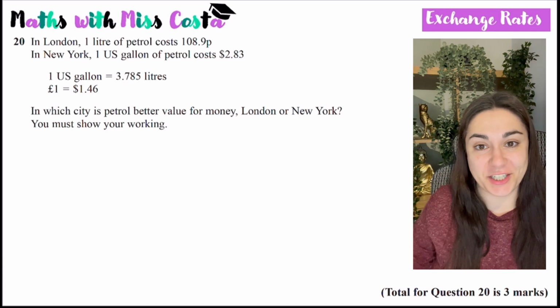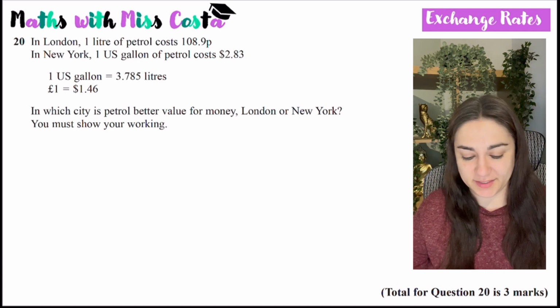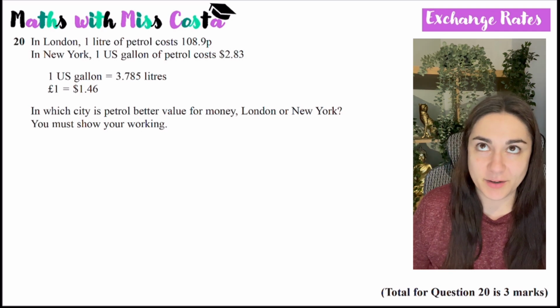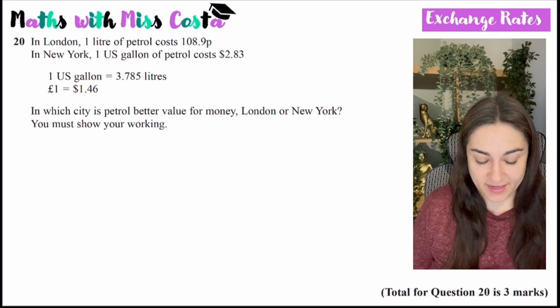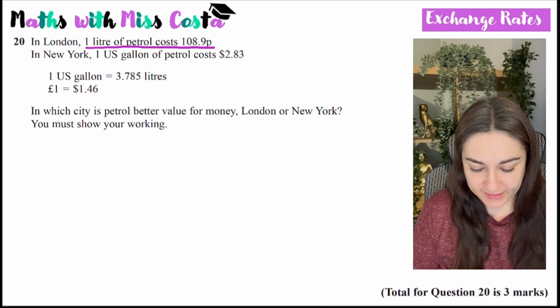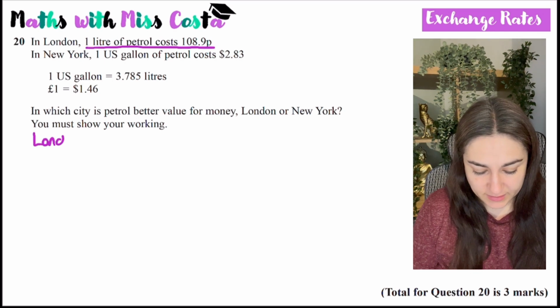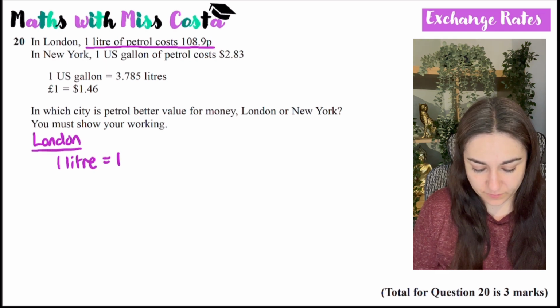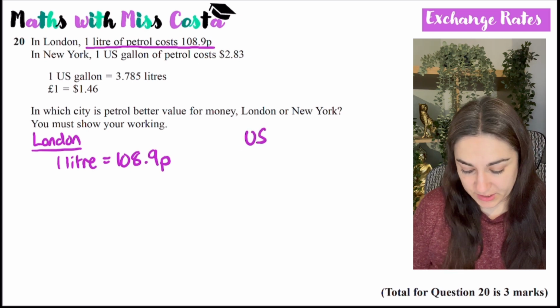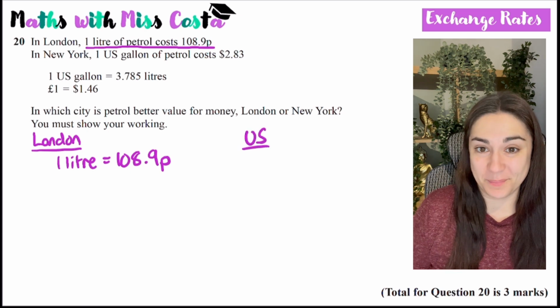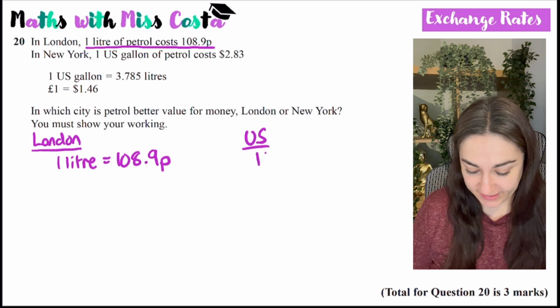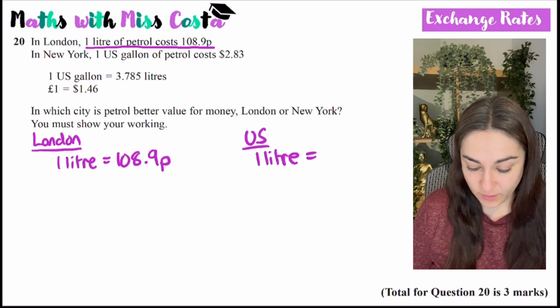Okay, so here's an exchange rate question, and in these questions it's important to decide what your end goal is. So I'm told that in London 1 litre of petrol costs 108.9p. So in London I know that 1 litre is 108.9 pence. I want to be able to get the same comparison for the US. So I want to find out in the US 1 litre is equal to how many pence.